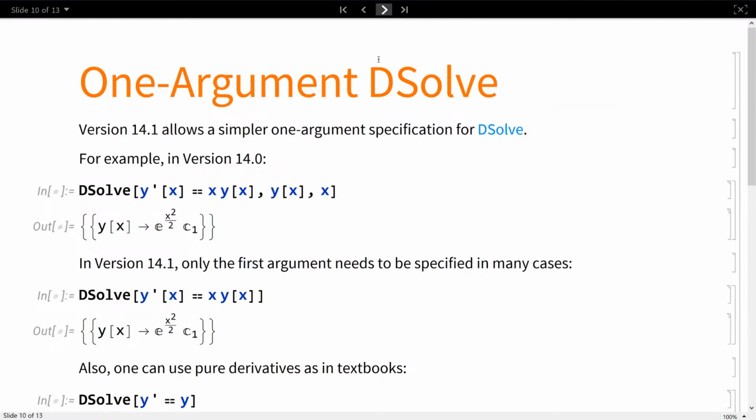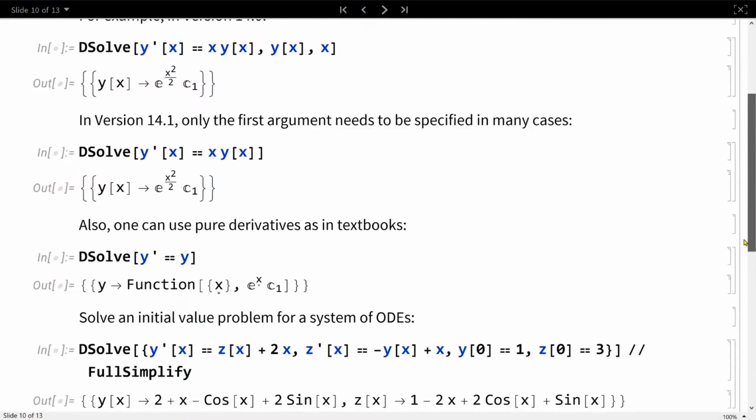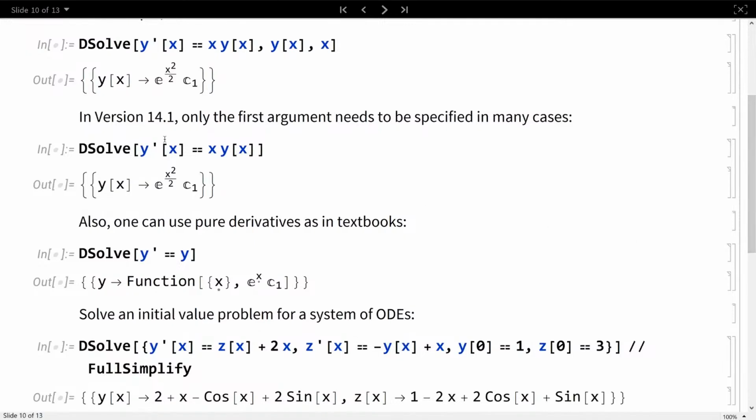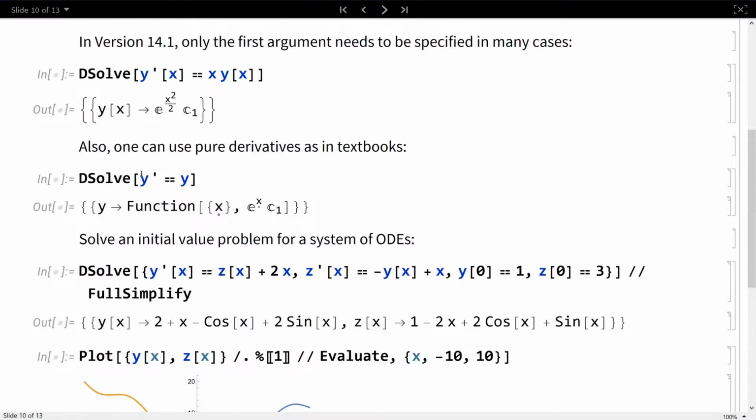Okay, so on to DSolve, a popular function. So in version 14.0, you had to specify 3 arguments, the equation, the dependent variable, and independent variable. In 14.1, we got rid of the last 2, if you wish to. And you can use this equation over here, and you get back the same solution as you did in 14.0. This should work in a very large fraction of the examples, except where the second or third argument is saying something special about the equations. So you can go a step further and just say y prime equal to y, and we'll invent a variable and return the solution for you.